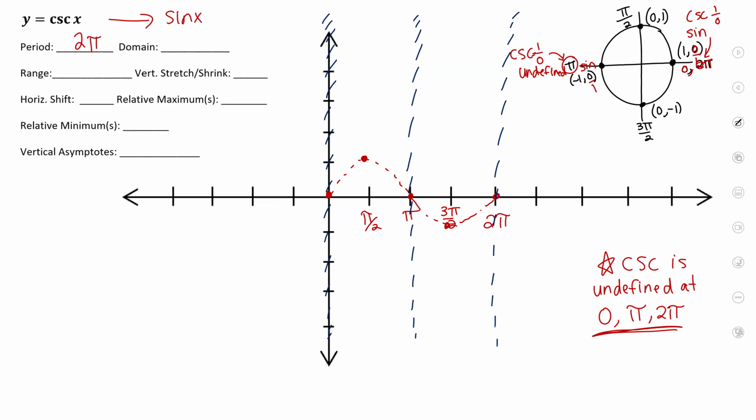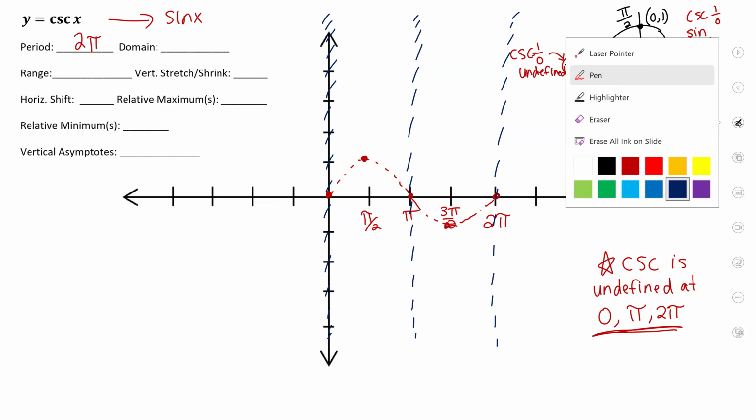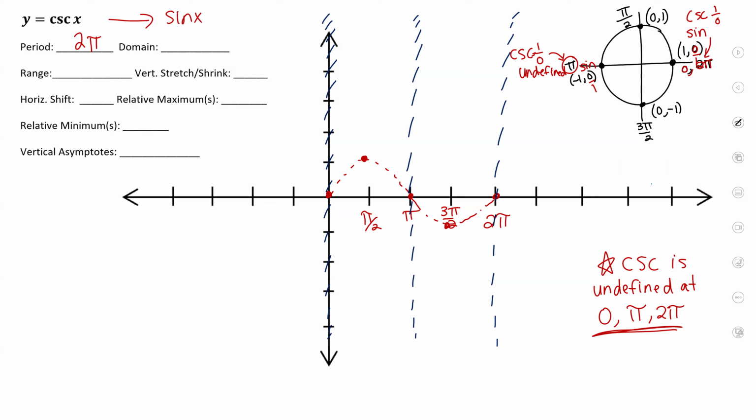Now let's talk about graphing. All right, so at pi over 2, let's look at my unit circle. Sine is 1. What is cosecant? Okay, I'll turn this into a fraction. Can you flip that fraction? It's just 1. So cosecant is also 1. So at pi over 2, I'm going to put the point 1.